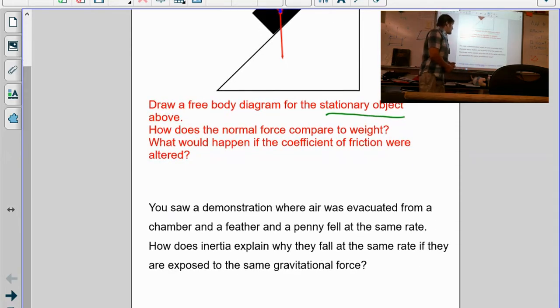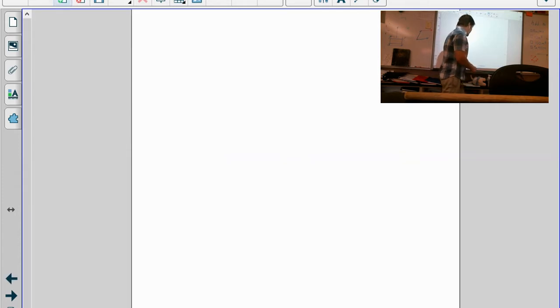So you saw a demonstration where air was evacuated from a chamber and a feather and a penny fell at the same rate. How does inertia explain why they fall at the same rate if they are exposed to the same gravitational force? That's a tough question. So I'm just going to outline this quickly, and we will discuss this a little bit more later on.